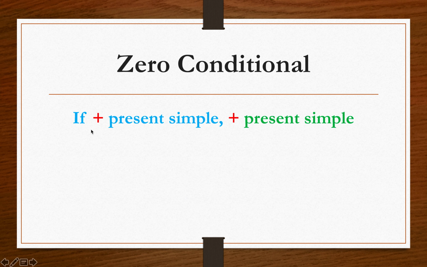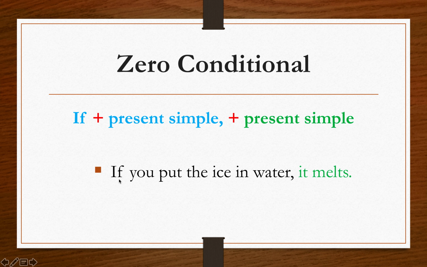This is the form of zero conditional. You have if plus present simple, then a comma, and then present simple again. Here is the example: if you put the ice in water, it melts. Okay, it melts.